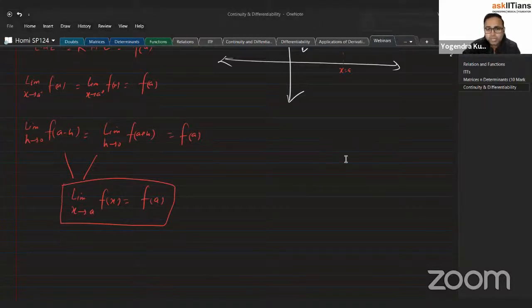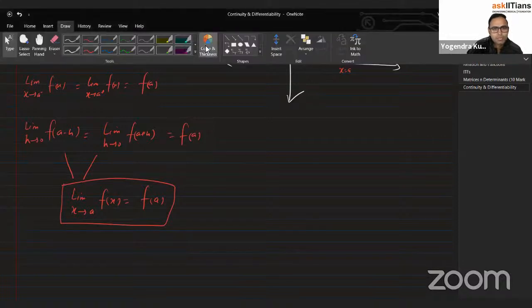Should I revise those standard limits also for your CBSE portion, right? Should I revise that also? Standard limits, which is kind of 11th grade portion. Okay, let me write down those also quickly.